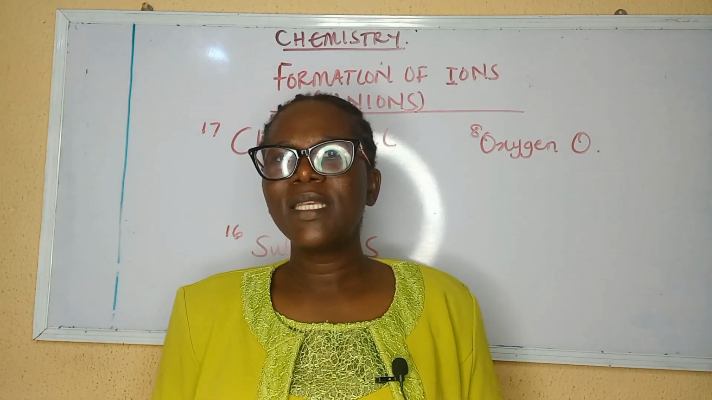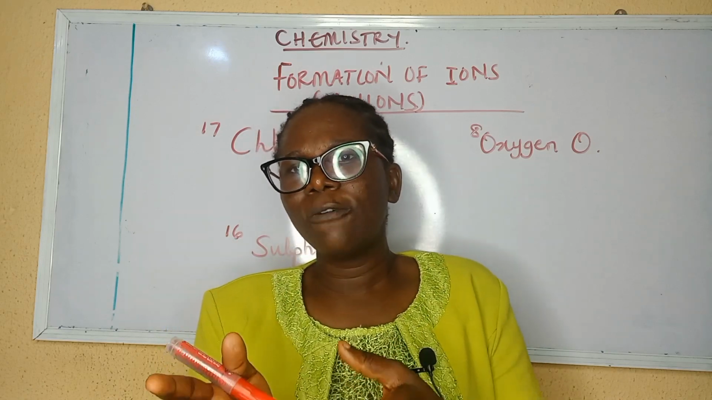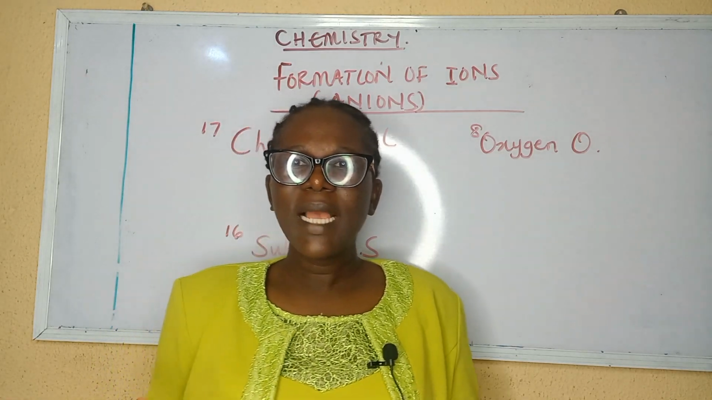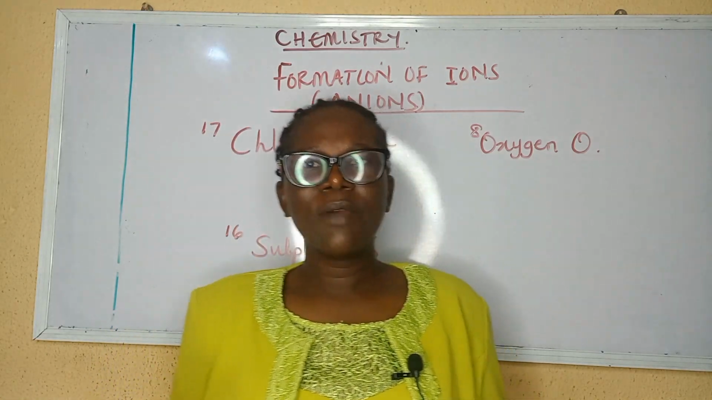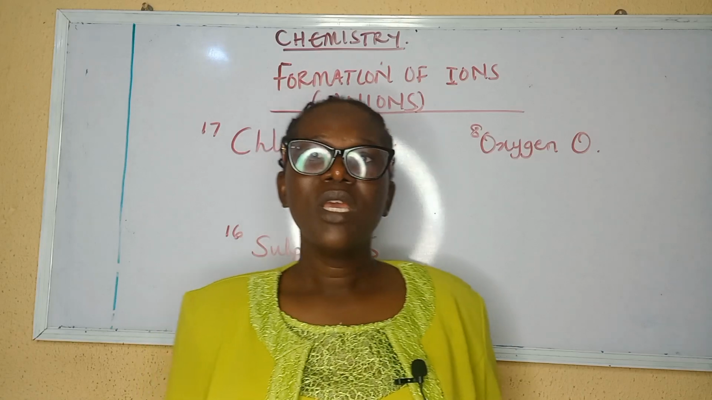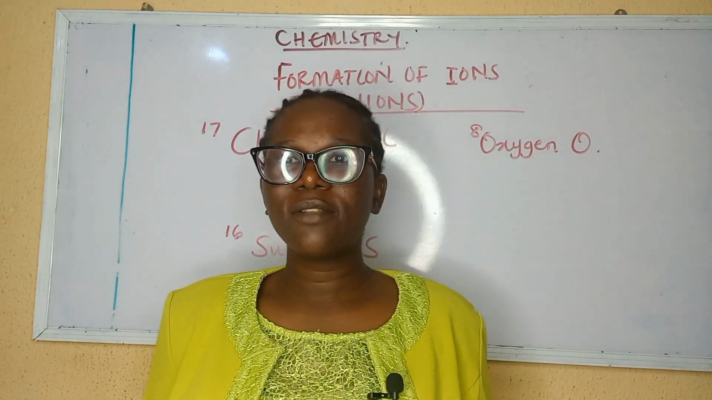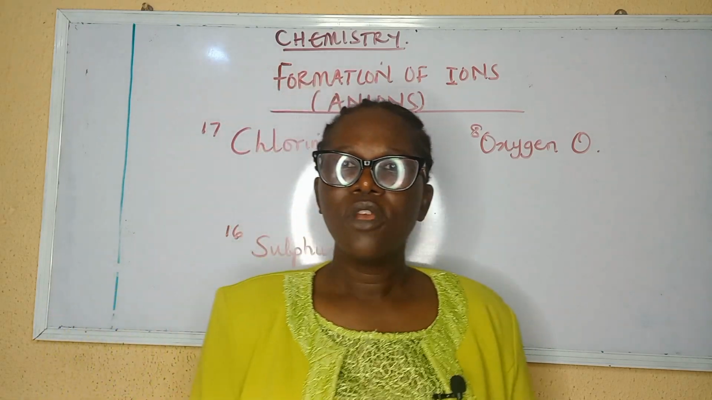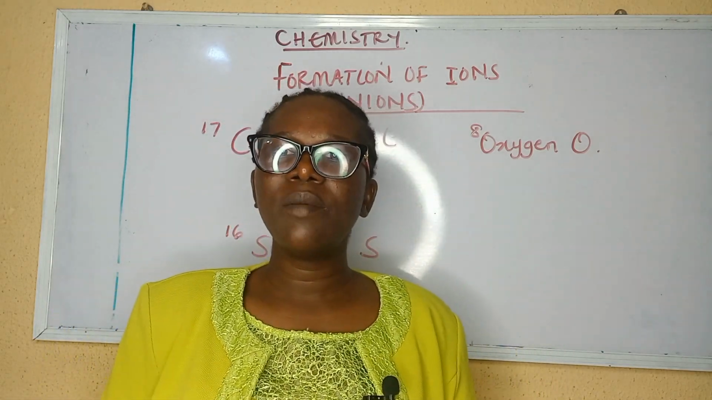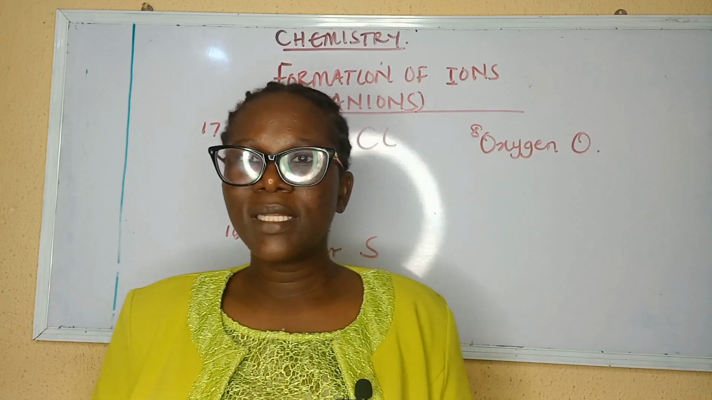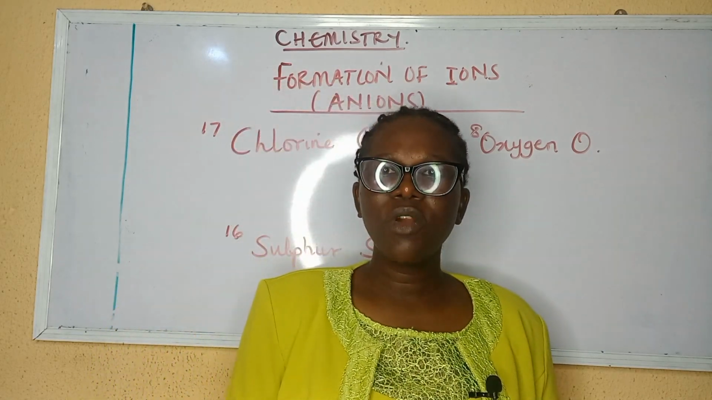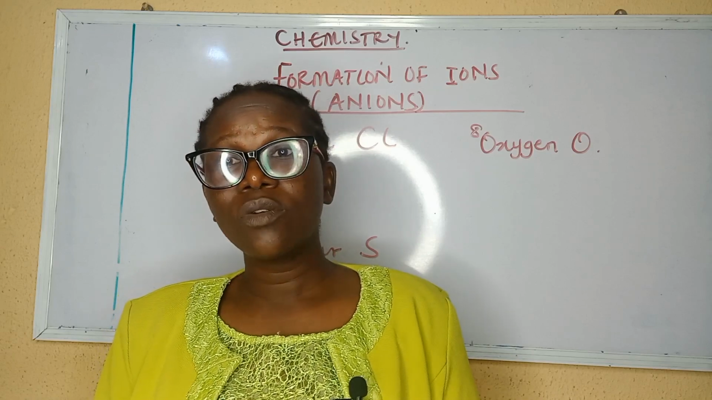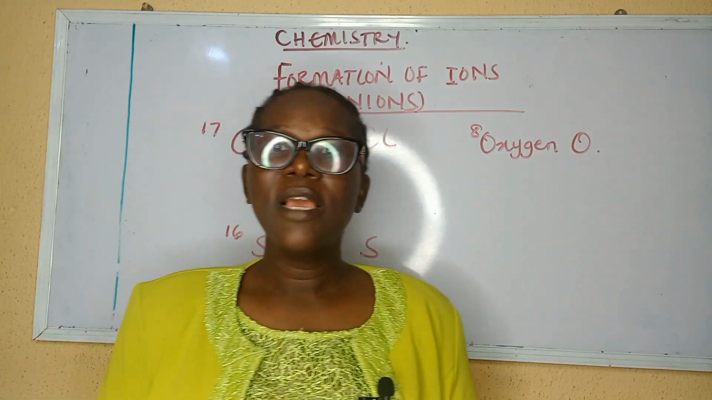But when an element has 6 and is in need of 2 more on the last shell, it's easier gaining. Or if the element has 5, it's easier gaining 3. For instance, maybe an element has 7, and is in need of 1 more. It will be easier gaining 1 than giving out the whole 7. So when such things happen, such an element becomes an anion. That is, it becomes negatively charged, because what it is gaining, electrons, is negative in nature.